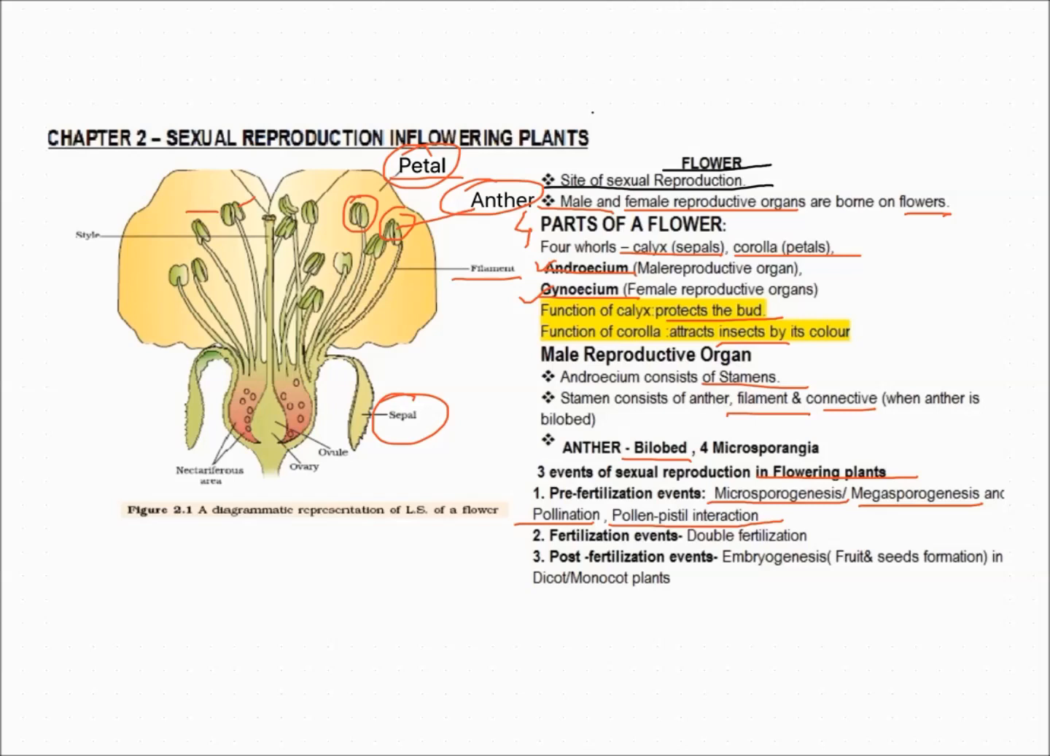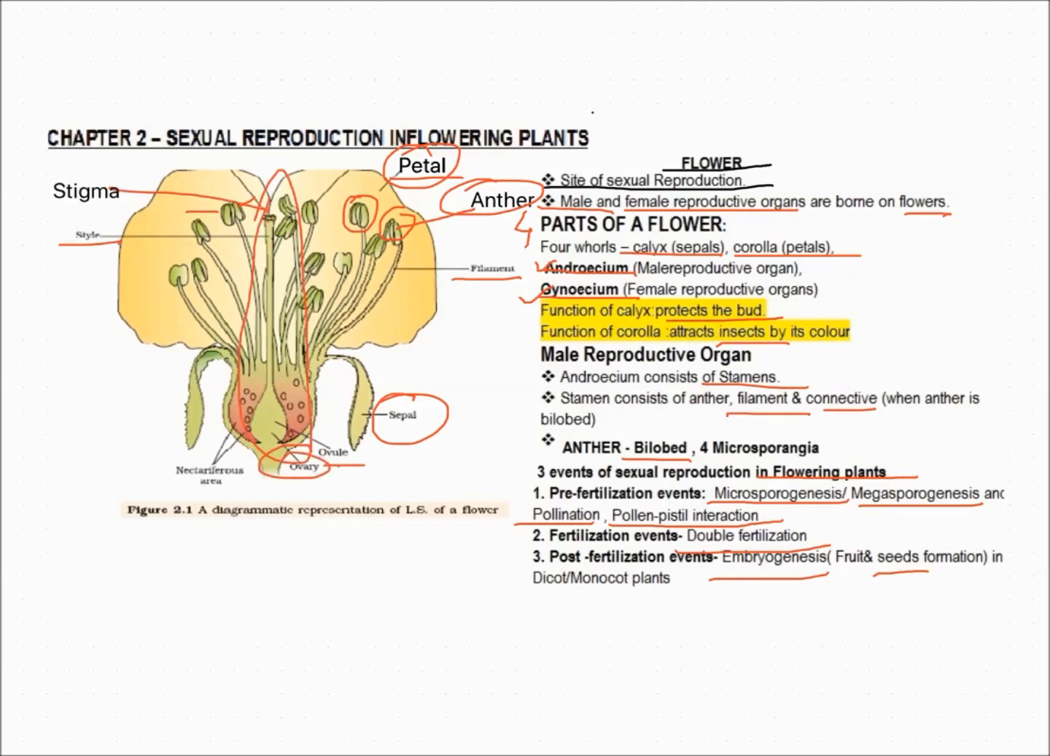The second event is the fertilization event, that is double fertilization. In angiospermic plants, fertilization takes place twice, so it is called double fertilization. We will study it afterward. The post-fertilization events are embryogenesis, the formation of the embryo, and the formation of fruits. The ovary will develop into fruit and the ovule will develop into seeds. There are two types of flowering plants, dicot and monocot, and we will study both one by one.